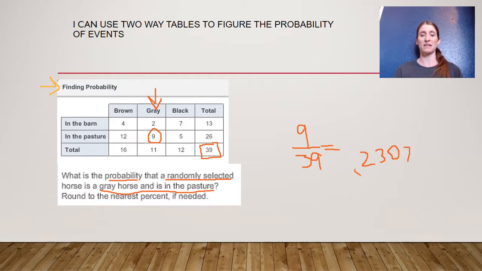And if I move my decimal 2 places to make it a percent, a lot of times it'll say to round to something. This one says round to the nearest whole percent, so we would leave it as 23%, because that 0 is the next number and it's less than 5.